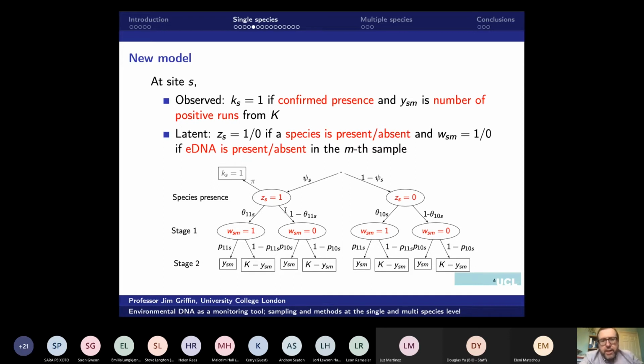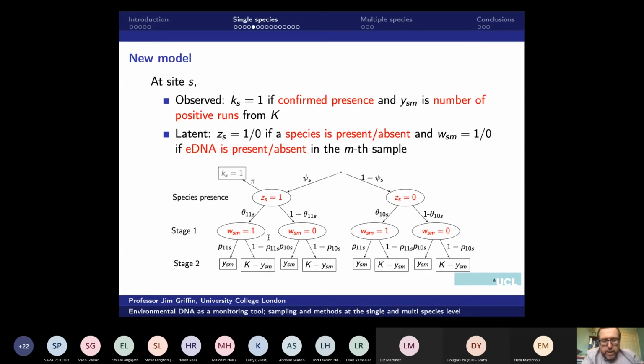So the probability of a species being present in site S, we're going to represent by this ψS. We're also going to allow for some probability that for the sites where the species is present, we're going to record one of these confirmed presences. So it's not that we have confirmed presences for all sites where there is presence. So this is how we include ZS.